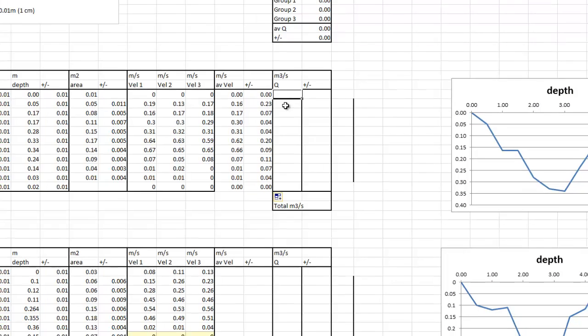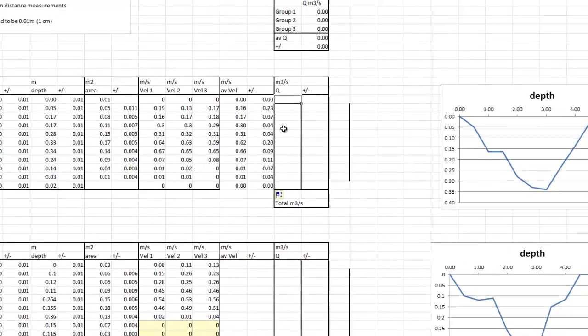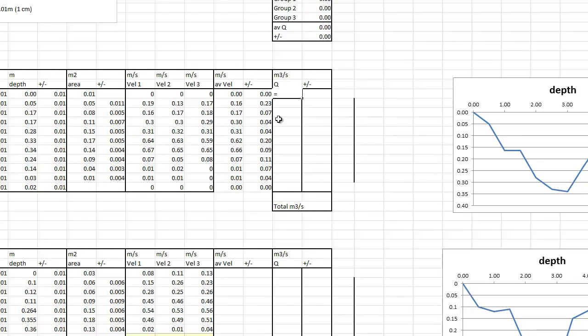And then in this column we need to multiply for each of these panels. For each of these panels we've got an area and we've got a velocity. We multiply the area and the velocity together. Look at the units: area is meters squared, velocity is meters per second, so we get meters cubed per second. So area multiplied by velocity, which is 0 in this case, so no velocity, no discharge. But there we go, we've got our discharges. That's the discharge in each panel.